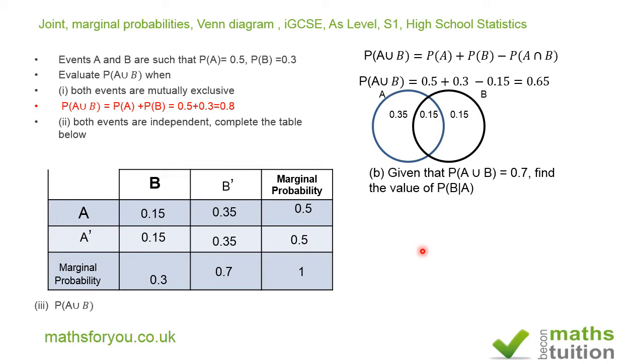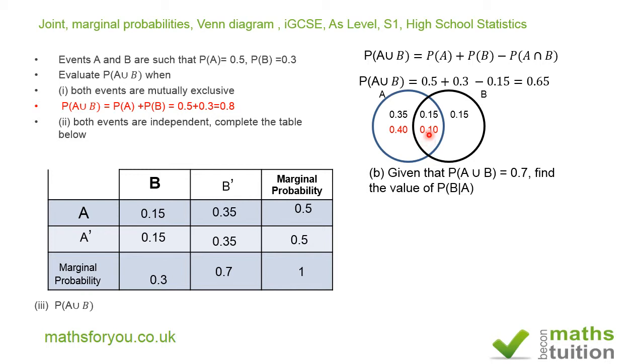Now the next question says, given that the probability of A union B is equal to 0.7, find the value of the probability of B given A. So that's gone up by 0.05 to 0.7. So we need to decrease this now by 0.05, and that becomes 0.1, and add it to this one, that becomes 0.4. And we have 0.1 there. Now, I'm not worried so much about B because we're looking for B now.